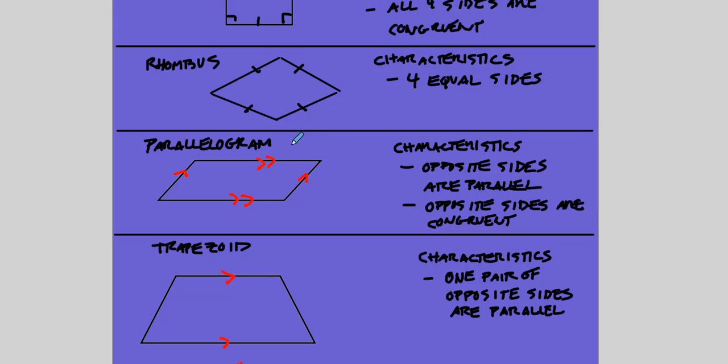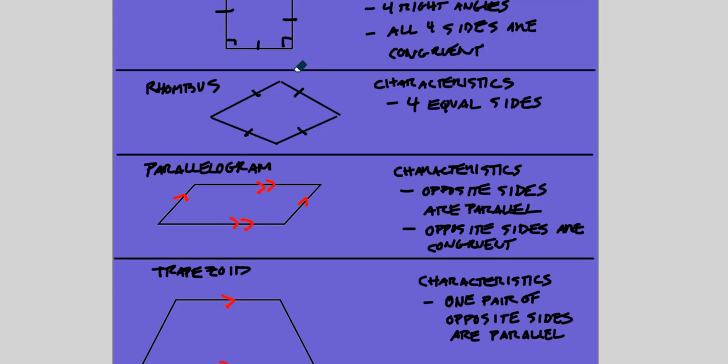So we have the parallelogram. A parallelogram is a quadrilateral, has 4 sides. Opposite sides are parallel. So these 2 sides are parallel. Parallel means they never intersect. They're like railroad tracks. And these 2 opposite sides are parallel. It also turns out opposite sides are congruent.